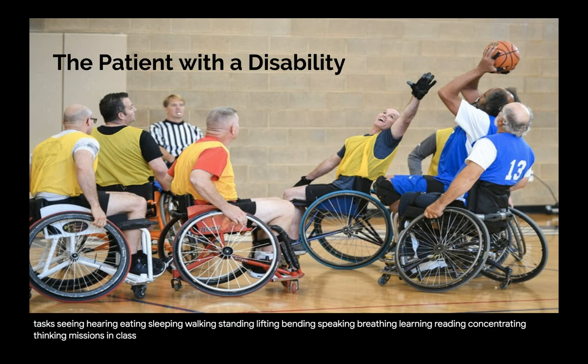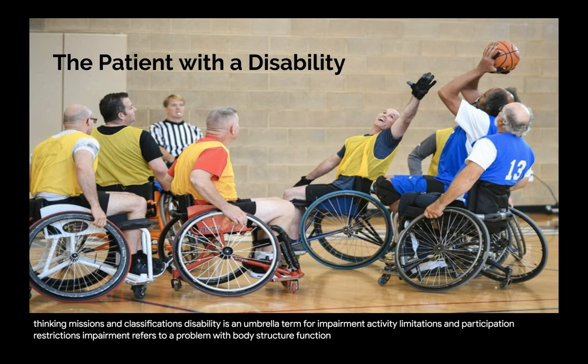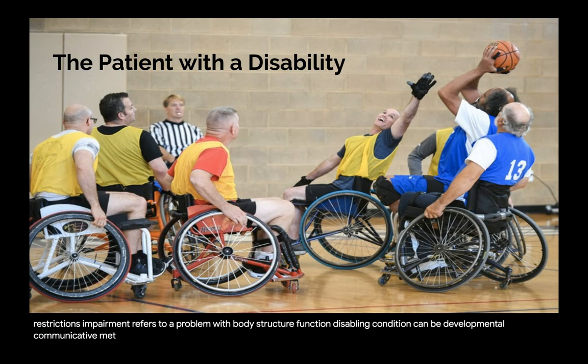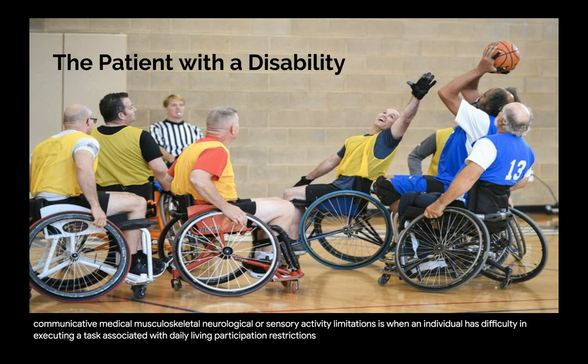Definitions and classifications. Disability is an umbrella term for impairment, activity limitations, and participation restrictions. Impairment refers to a problem with body structure or function. Disabling condition can be developmental, communicative, medical, musculoskeletal, neurological, or sensory. Activity limitations is when an individual has difficulty in executing a task associated with daily living. Participation restrictions is when an individual has a problem involving a life situation.